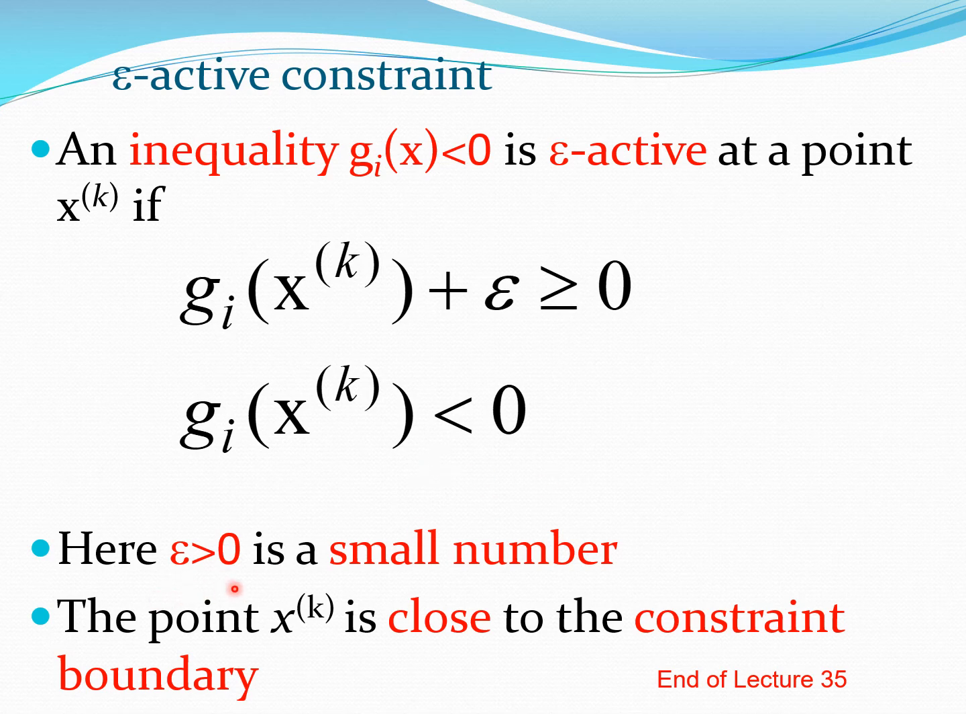So here epsilon is greater than 0 is a small number, could be 10 to the power minus 4, 10 to the power minus 8, depending on the degree of precision you want. And what this is telling you is the point xk is close to the constraint boundary, and how close it is to the constraint boundary, because this is something we now want to quantify. And the reason is that at the particular point where this constraint becomes active, it will become equal to 0. And that is actually often not a very good design point.